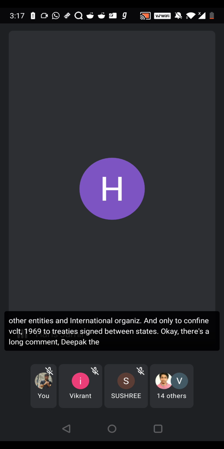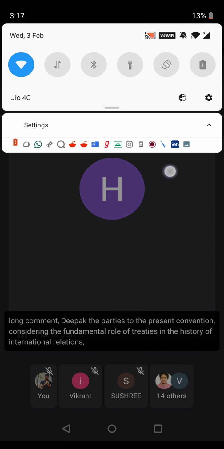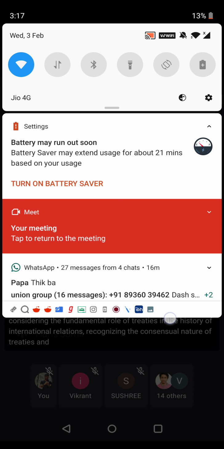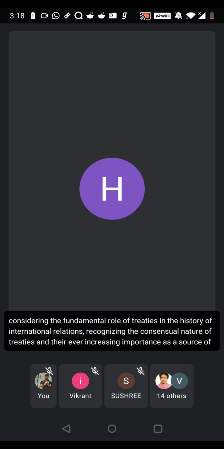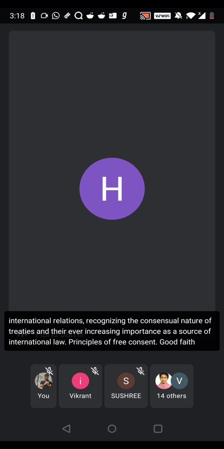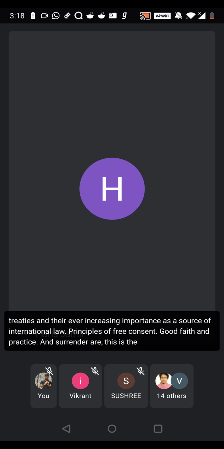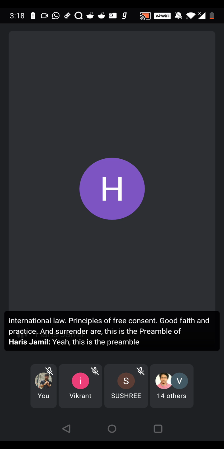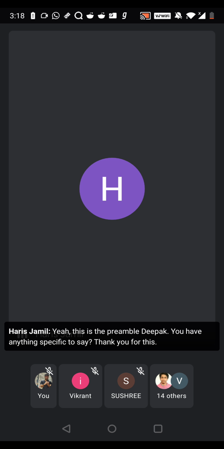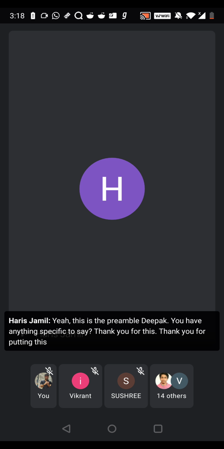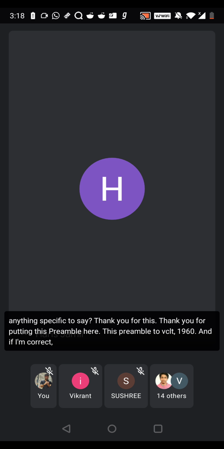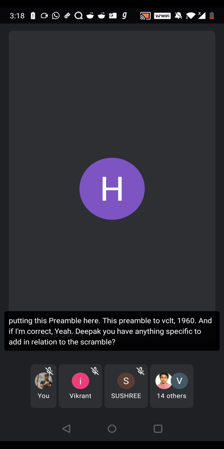Okay, there is a long comment. Deepak: the parties to the present convention, considering the fundamental role of treaties in the history of international relations, recognizing the consensual nature of treaties and their ever-increasing importance as a source of international law, principles of free consent, good faith and pacta sunt servanda. This is the preamble. Yeah, this is the preamble. Deepak, do you have anything specific to say? Thank you for putting this preamble here. This preamble to VCLT 1969, if I'm correct. Deepak, do you have anything specific to add in relation to this preamble? Okay. All right.